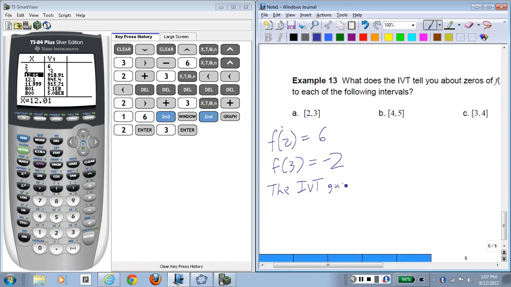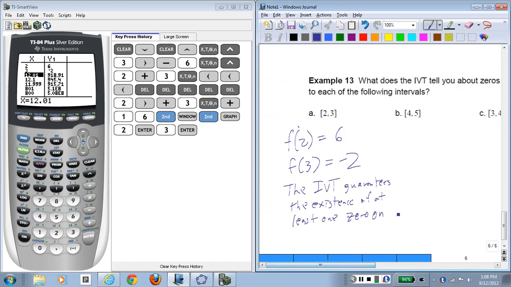guarantees the existence of at least one 0 on, and I can say the open interval, but we know the 0 does not happen at 2 and at 3 because it's not equal to 0 there. So I guess I will say the open interval, 2, 3. Has to happen in between. It doesn't happen at the endpoints.